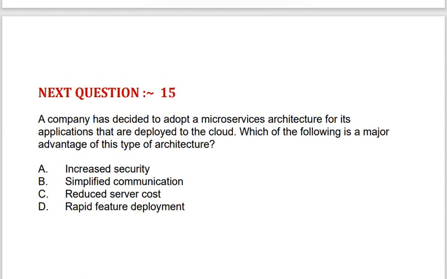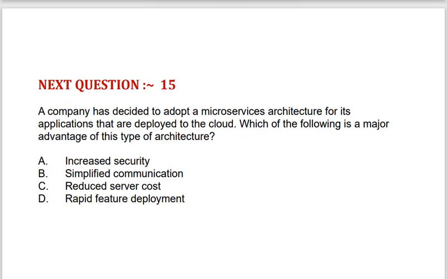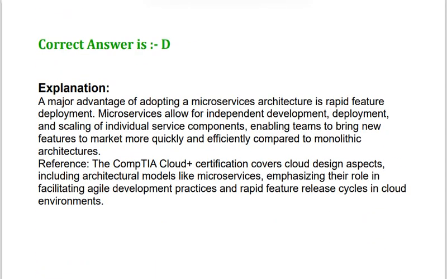Question is, a company has decided to adopt a microservices architecture for its applications that are deployed to the cloud. Which of the following is a major advantage of this type of architecture? Option A, increased security. Option B, simplified communication. Option C, reduced server cost. Option D, rapid feature deployment. Correct answer is option D.